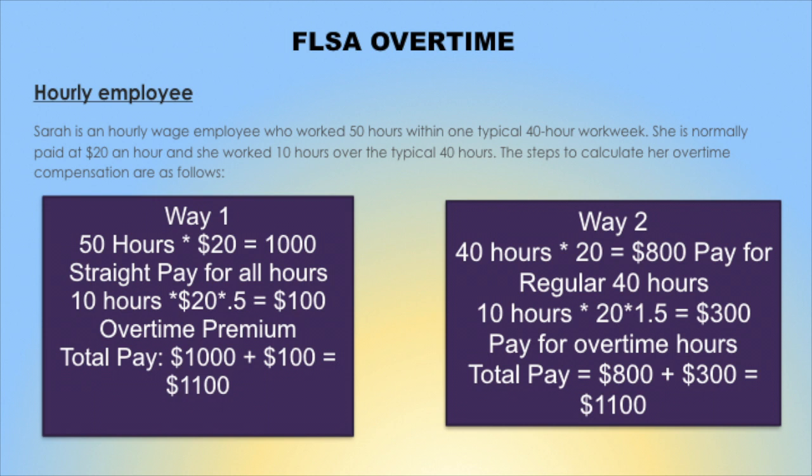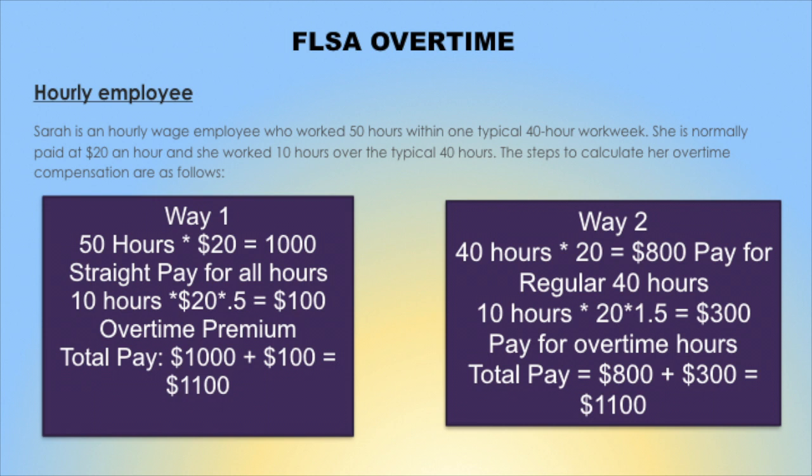If we use this method, we will take all the hours worked, the 40 regular hours and 10 overtime hours, and we will multiply that by the hourly rate of $20. So we get the straight pay for all hours worked, which is $1,000.